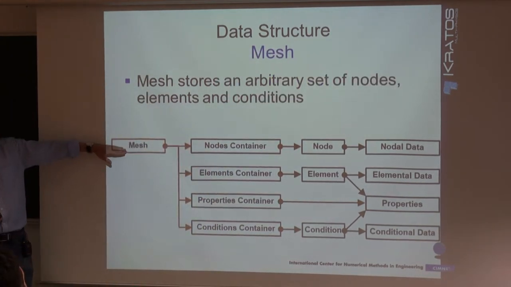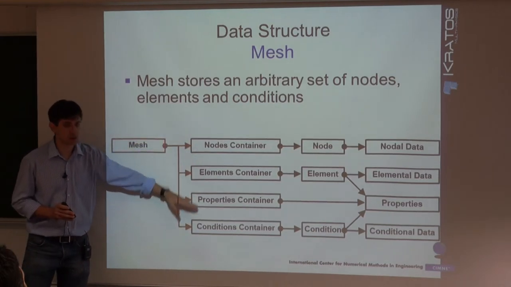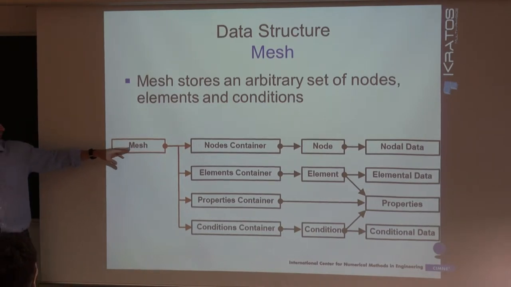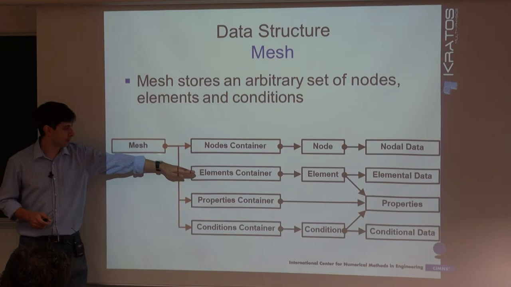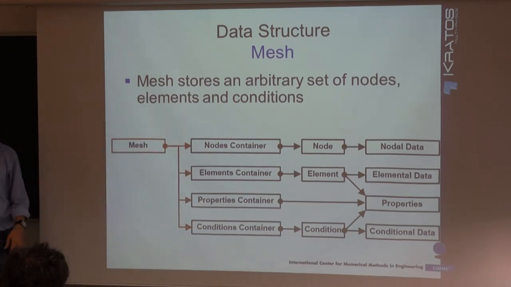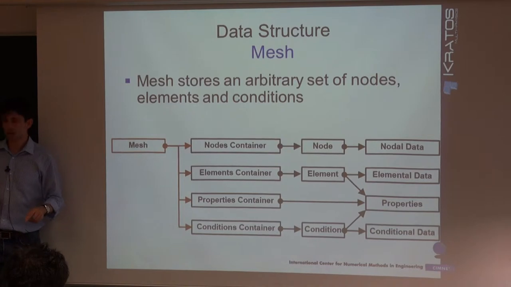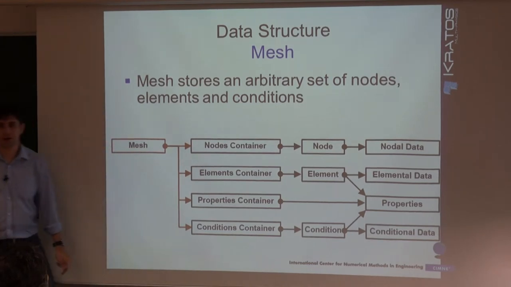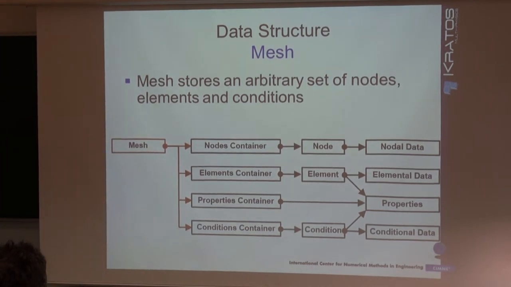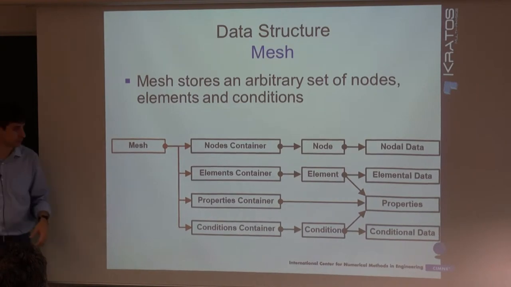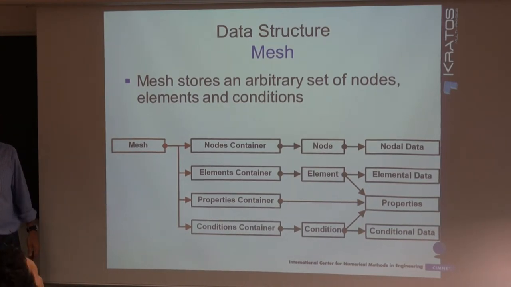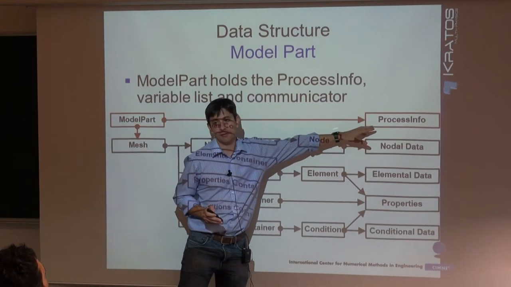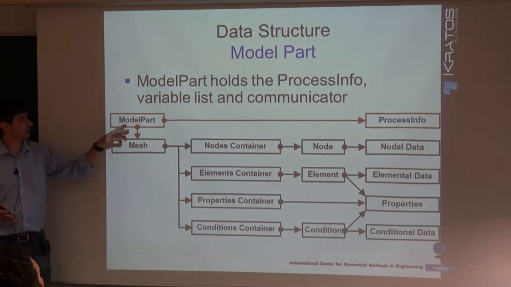And any mesh can contain several of these arrays. For example, you have a model, and you will have a mesh that contains all nodes, all elements, all properties, and all conditions. But you can create a different mesh, a sub-mesh, that contains maybe half of the nodes, half of the properties, and one condition. You can create as many meshes as you want, and they can overlap. So the meshes are a very flexible object too. The process info is an object to store any variable, and is accessed directly from the model part.